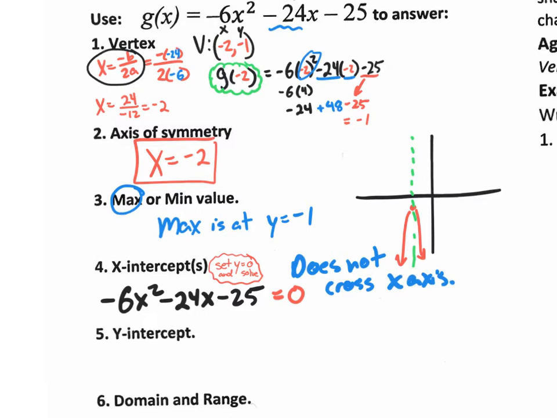So number 4, find the x-intercepts. There are no x-intercepts. You could put none. You could put there are none. You could put it does not cross the x-axis. That doesn't mean that it doesn't have solutions, because if we actually solved it, we'd just get imaginary values.